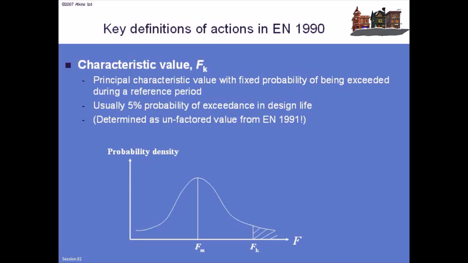And a characteristic value of an action is defined as a principal value with a fixed probability of being exceeded during a reference period. Now what that normally means is it's a 5% fractile value over a reference period equal to the design life. So if we show a probability distribution graph like that, the standard bell curve, then FK is basically up at the 5% fractile end. That's the formal definition. But a much better definition, or the realistic definition, is it's basically the action that you get when you go into Eurocode 1 and work it out. That's what you get as the default. You get the characteristic value.